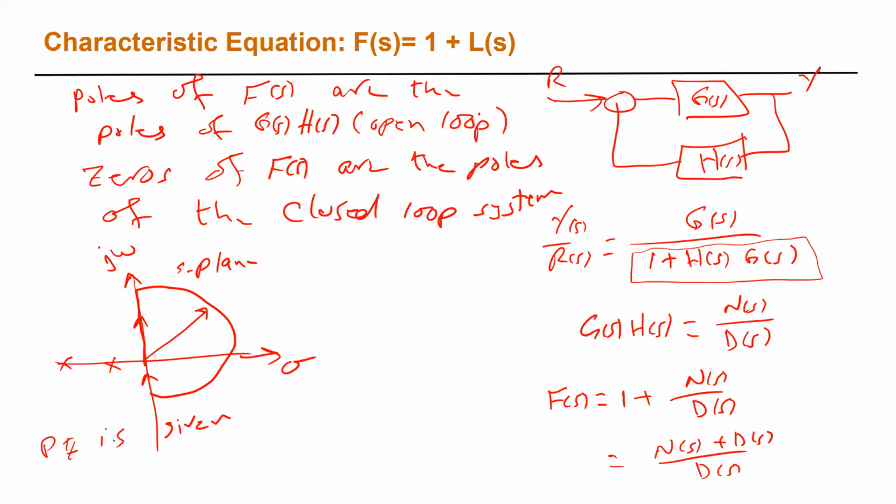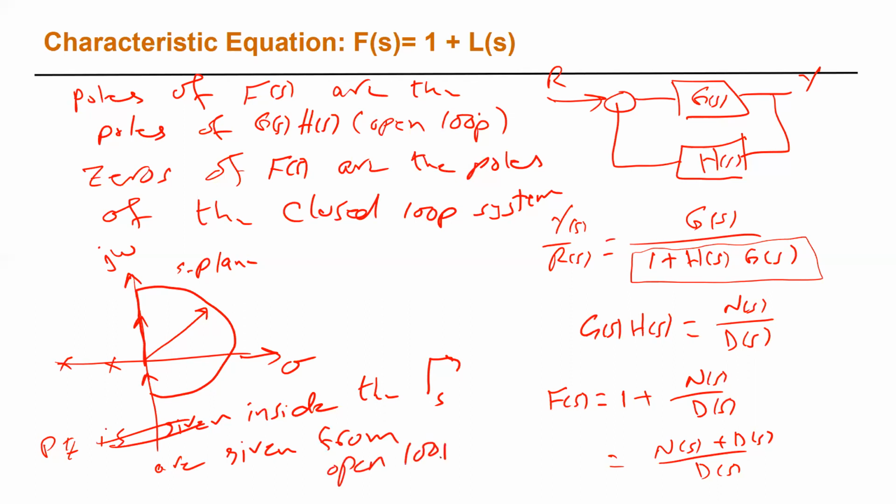P, the number of poles inside the contour, the F of S contour, which is this one, are given from the open loop system. Okay, this is the first step.